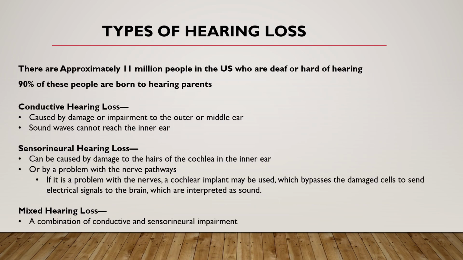There are approximately 11 million people in the US who are either deaf or hard of hearing, and 90% of these people are born to hearing parents, which creates additional difficulties for the family in order to communicate with the child. There are two kinds of hearing loss, conductive and sensorineural.